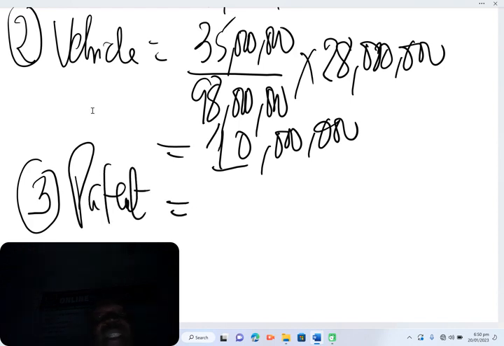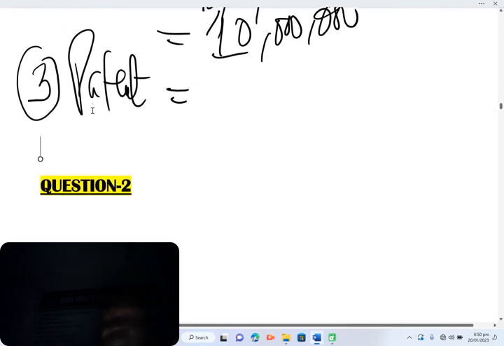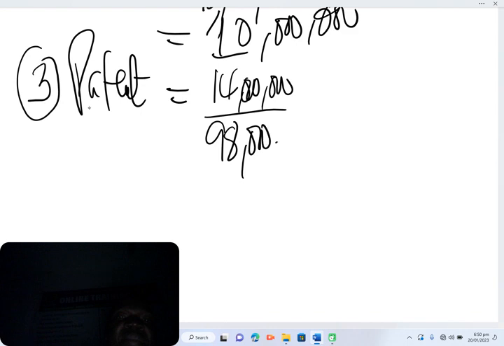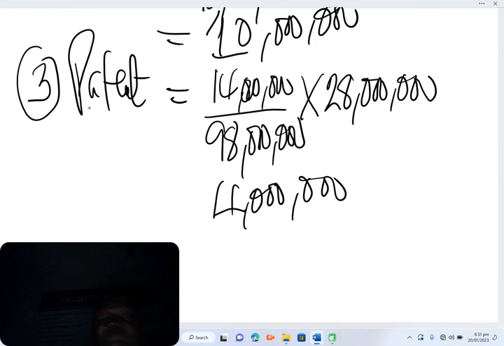So the patent has a carrying amount of 14. So in the computation, it is 14 divided by 98, then times 28. How much are you getting? 4 million. It is 4 million. Yes. Okay? I'm not having a calculator there. So already now we have the impairment of all the assets in particular, isn't it?